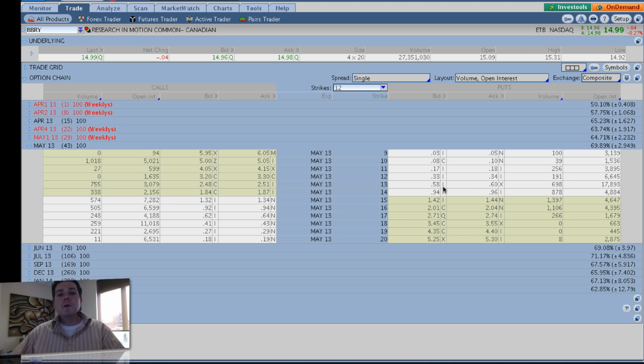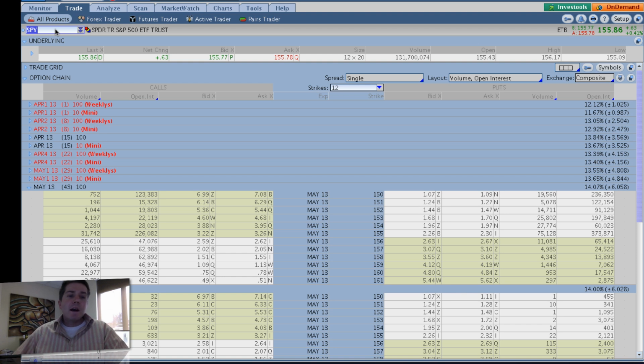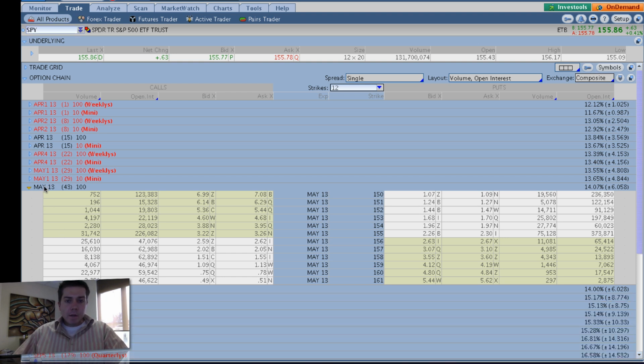Let's move on to implied volatility. So first I want to show you an example of why I wouldn't be selling SPY puts right now. Even though SPY is extremely liquid, and I'm using SPY again for the sake of keeping things streamlined and standardized. We'll stick with a few tickers just to keep things simple.